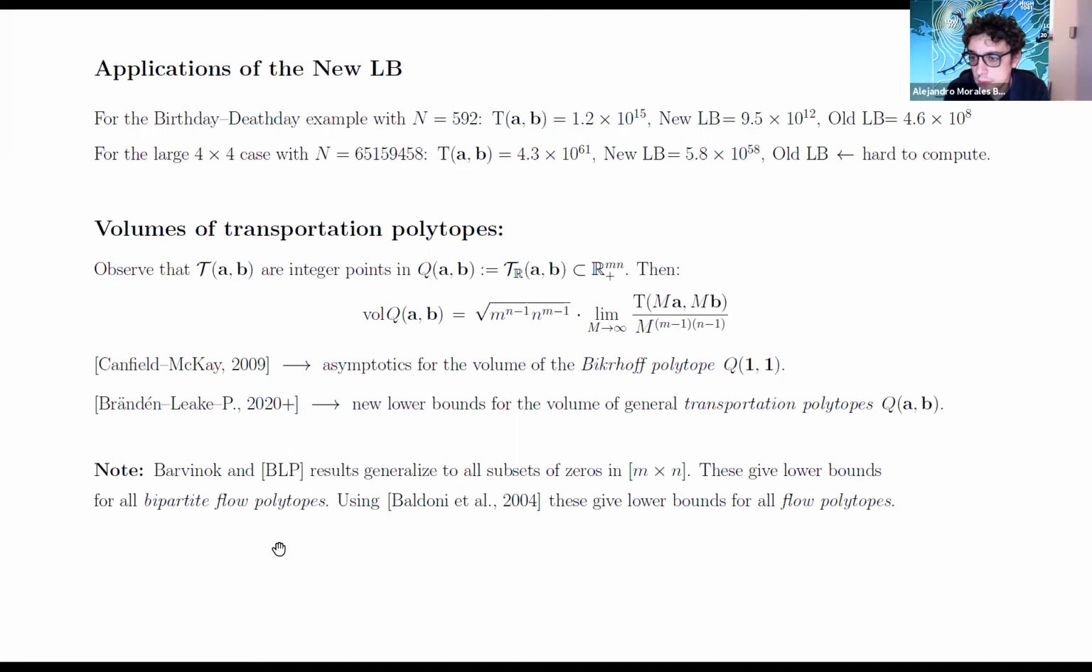Okay, and you can also give bounds for lattice points of flow polytopes from the last slide. Yeah, that's what we get. I mean, you need to use both our complicated bounds, which become hard in the non-uniform case, and then you need to use this Baldoni et al. bijection.